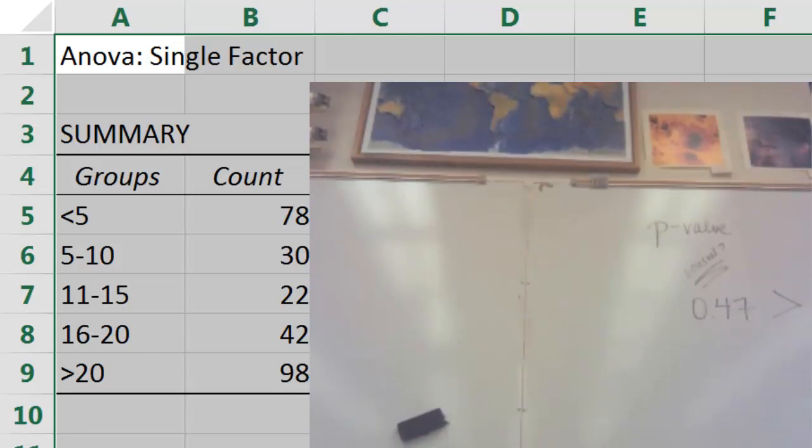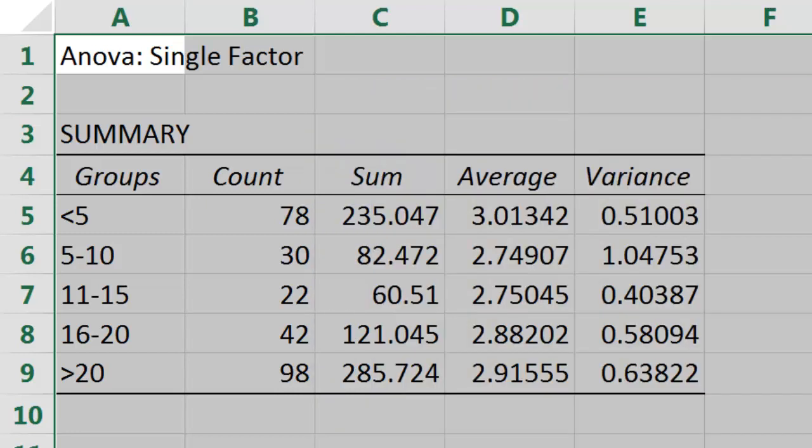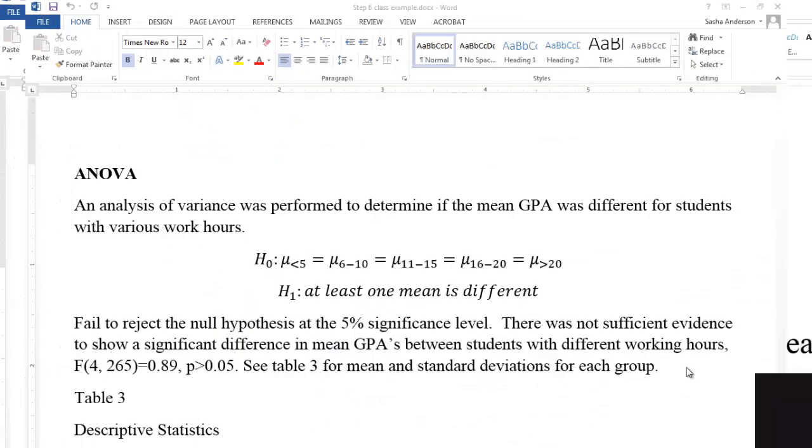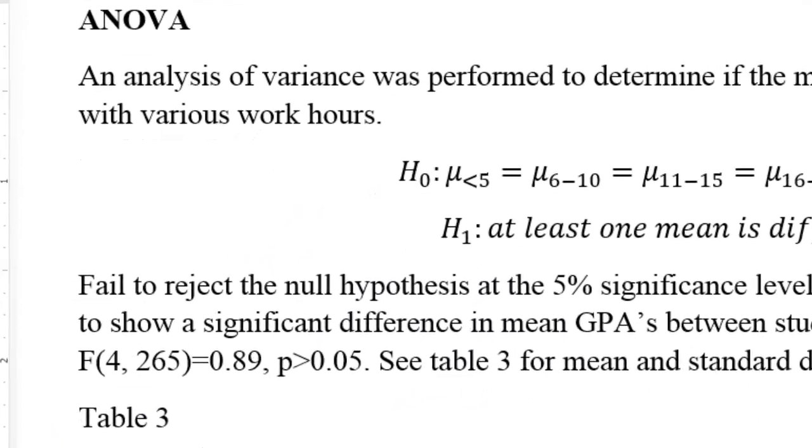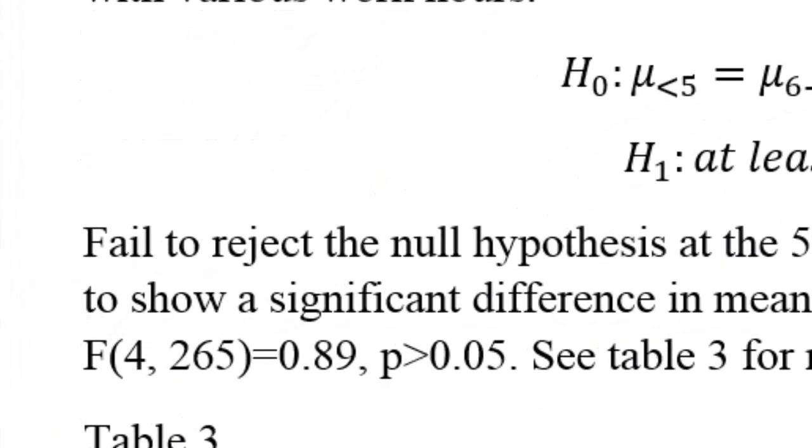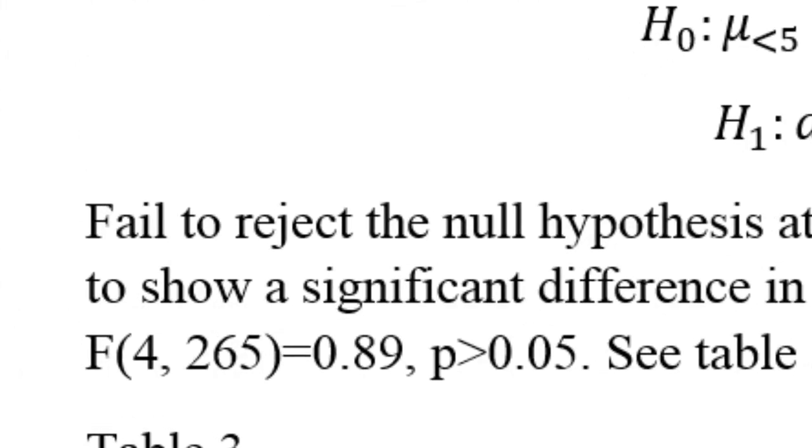Fail to reject. Okay, so there's not a significant difference. And that is not what the other research has shown us, by the way. They've shown us that if you work more than 20 hours a week, generally people will get a lower GPA. Okay, so let's see. I'm going to say fail to reject the null hypothesis.